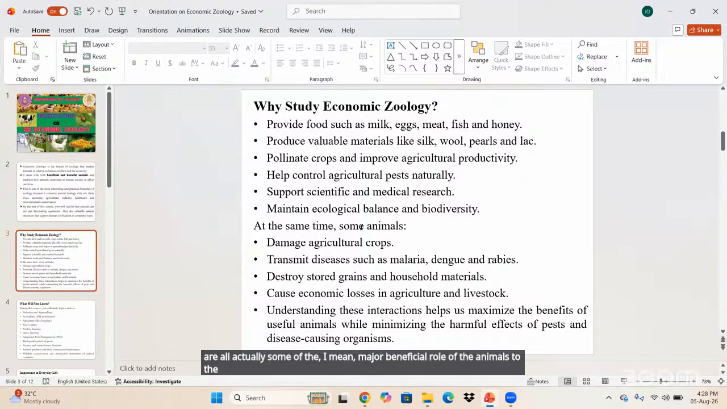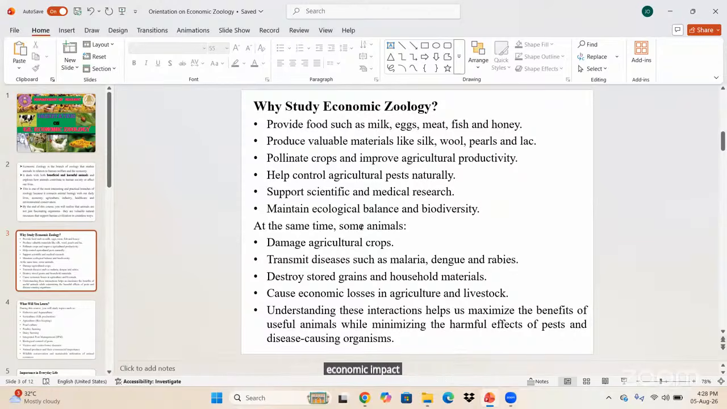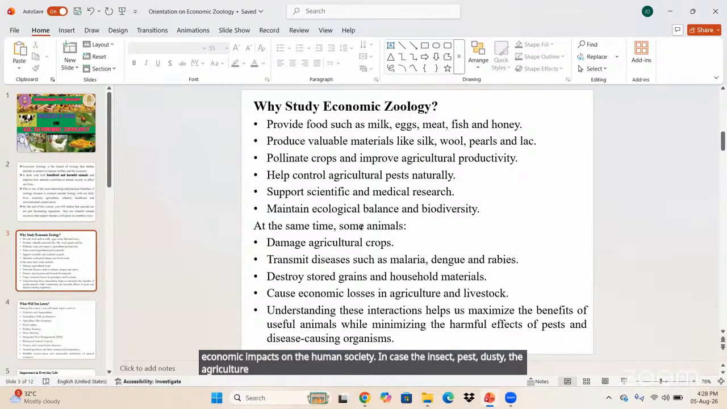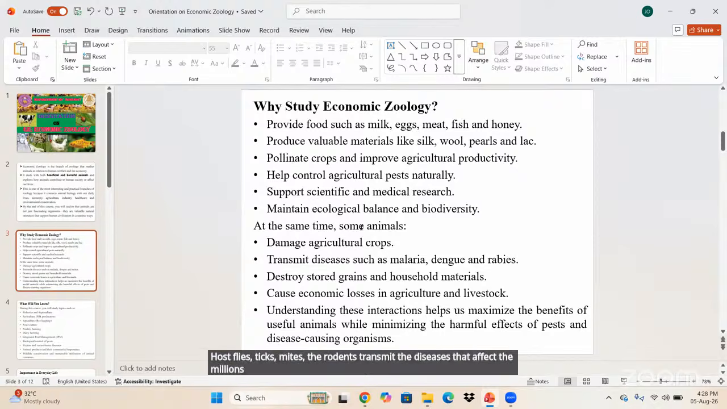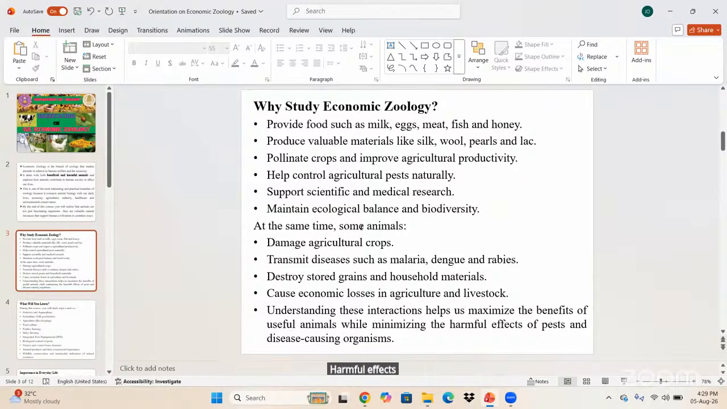These are actually some of the major beneficial roles of animals to human society. At the same time, some animals have adverse economic impacts on human society. For instance, insect pests destroy agricultural crops and stored grains, causing significant financial losses. At the same time, mosquitoes, houseflies, ticks, mites, and rodents transmit diseases that affect millions of people and livestock every day. So, understanding these positive and negative interactions of animals helps us maximize the benefits of useful animals and minimize the harmful effects of pests and disease-causing organisms.